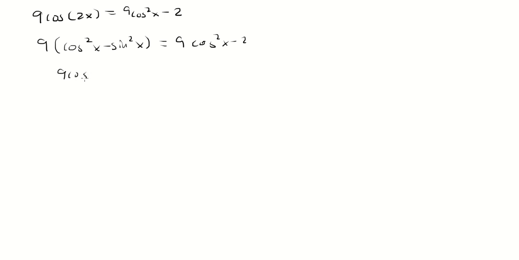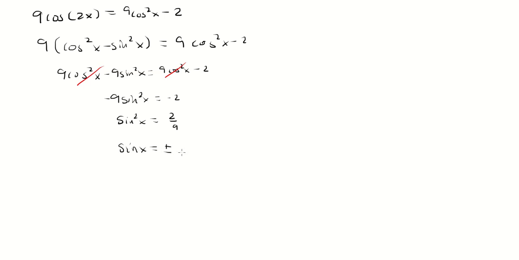We get 9 cosine squared minus 9 sine squared. And then the 9 cosine squareds are going to cancel. We have negative 9 sine squared equals negative 2. Divide both sides by negative 9, and then take the square root of both sides. But when you take the square root, you want to make sure you have plus or minus.